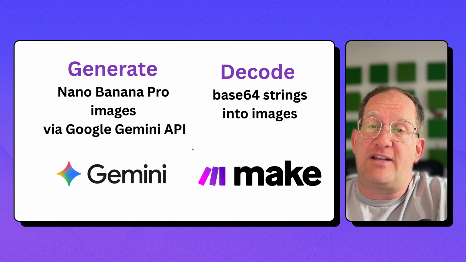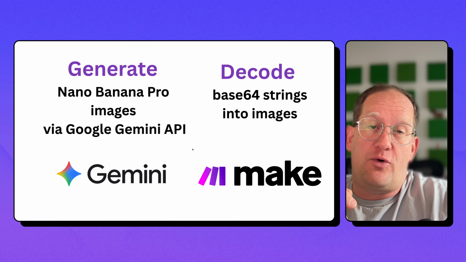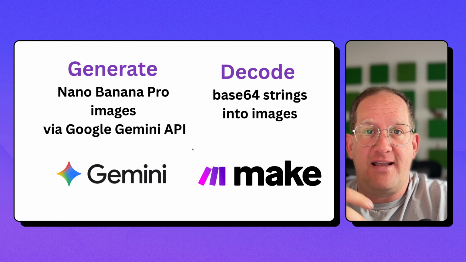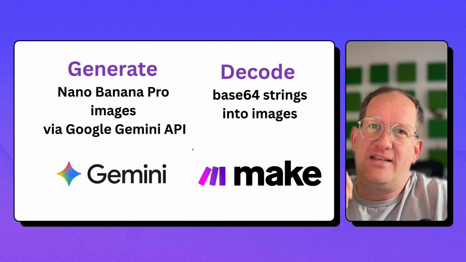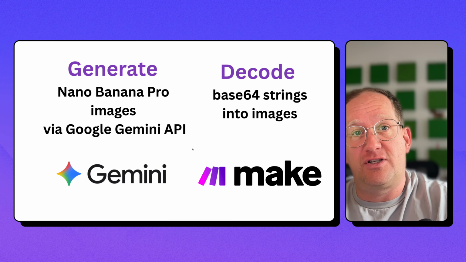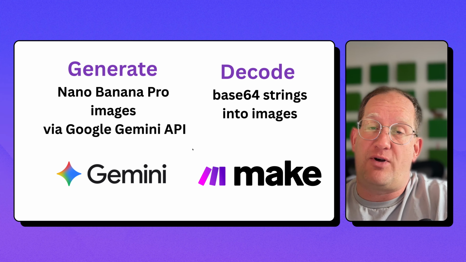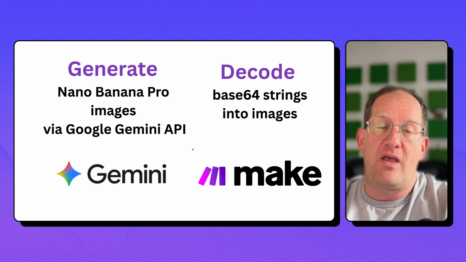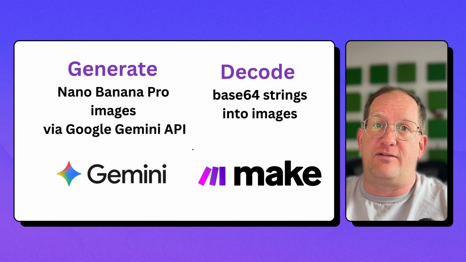Hey, so in this short video, I'd like to show you two things. One, how you can generate Nano Banana Pro images via the Gemini API directly from Make. And related to that is how you can decode base64 encoded strings into an image. These things are connected because the Gemini API response will be base64 encoded. But of course, if you encounter base64 encoded strings anywhere else, this will be the answer on how to decode them as well.